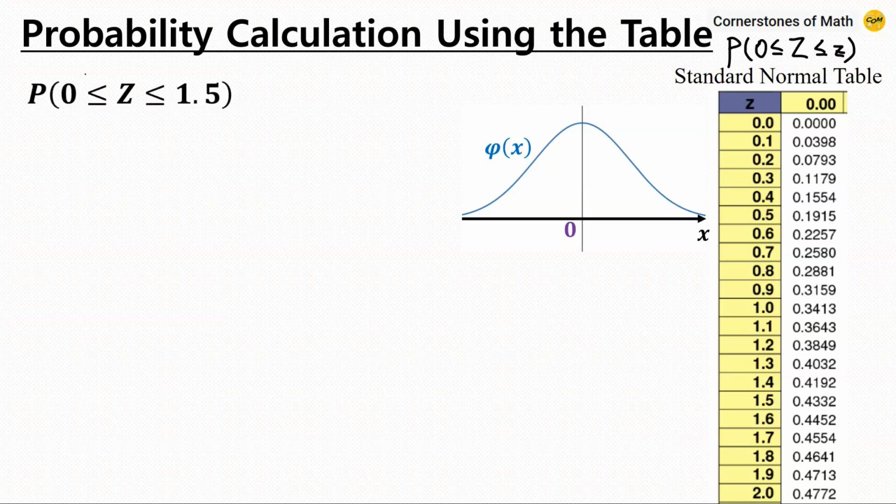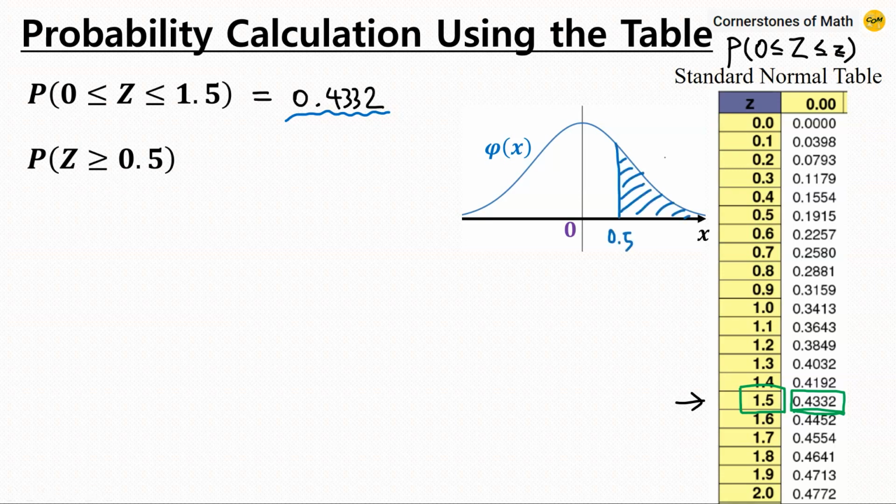For example, what is the probability of Z having values between 0 and 1.5? Directly from the table, we can see that this probability is 0.4332. Next, what is the probability of Z having values greater than or equal to 0.5? Where graphically, it is the area of this region. And this area can be calculated by this entire area minus the area from x equals 0 to 0.5.